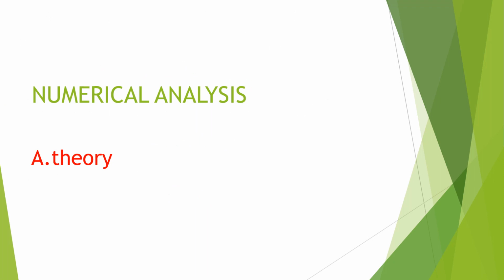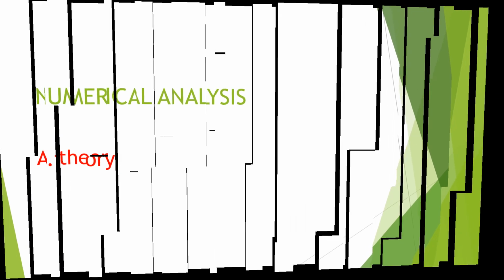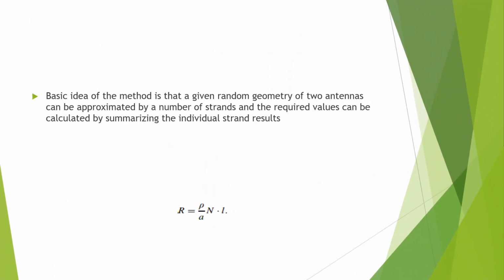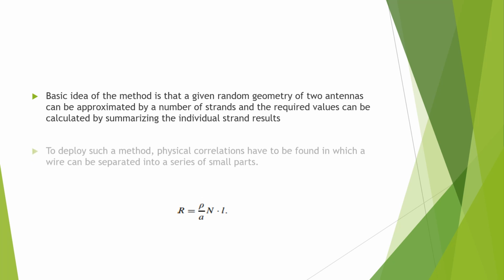Now let's go to the numerical analysis, the main part of this one. In that, let's discuss the theory first. The basic idea of the method is that the given random geometry of two antennas can be approximated by a number of standard shapes, and the required values can be calculated by summarizing the individual results.